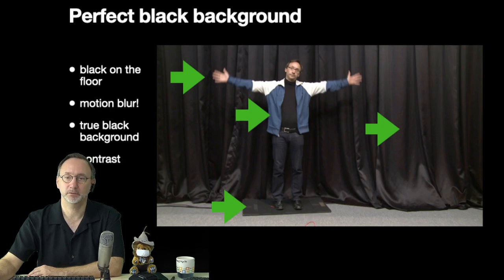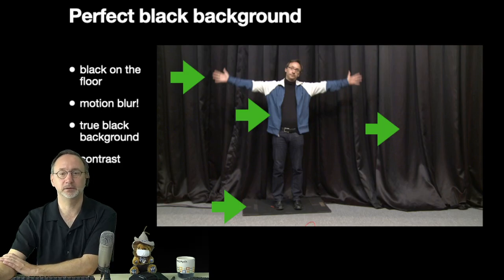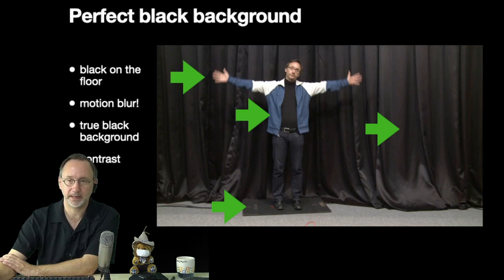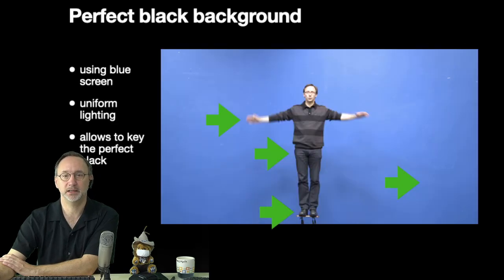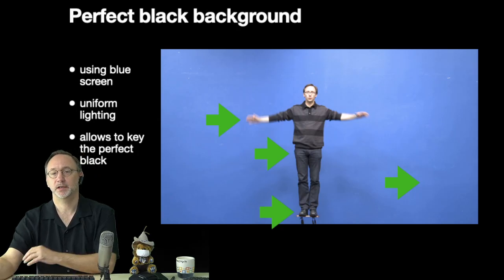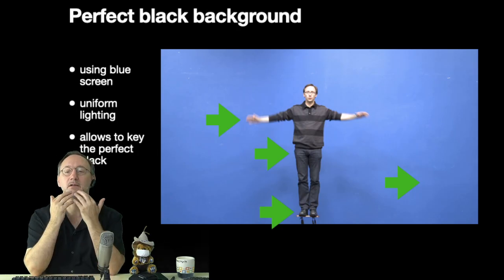It needs really to be black everywhere. So to film a real black background is sometimes problematic. And this is why people usually use a different technique. They use a blue screen. The blue is actually interesting because it does not really appear in your human body.